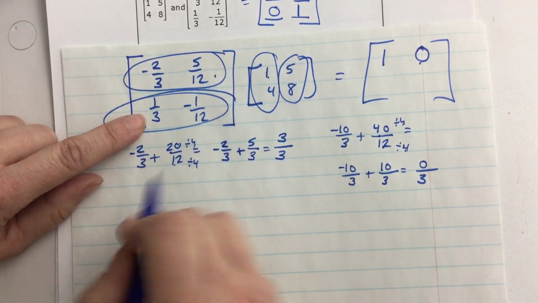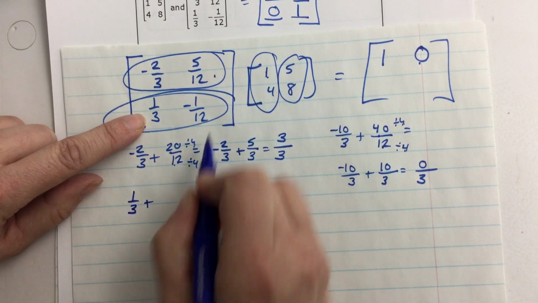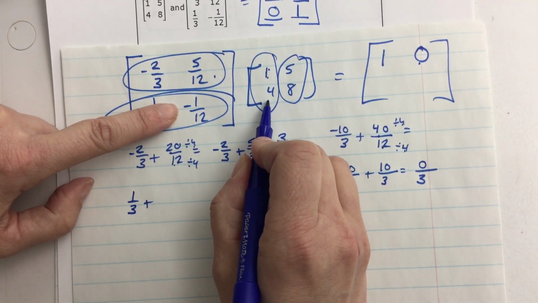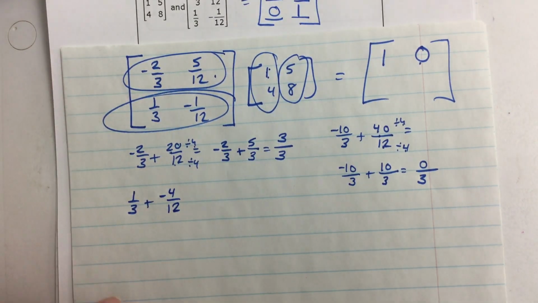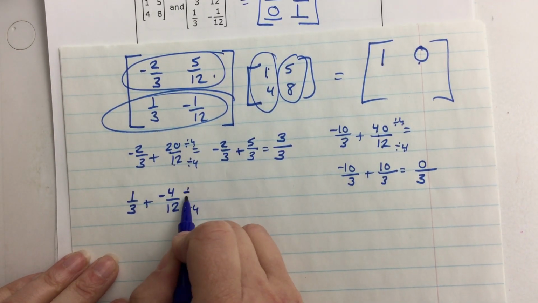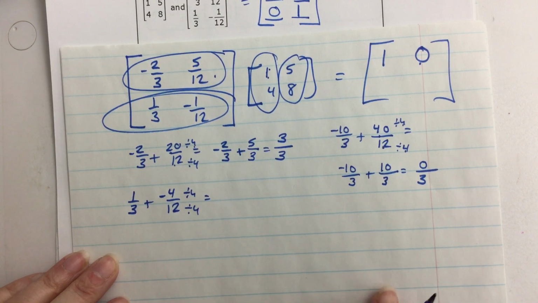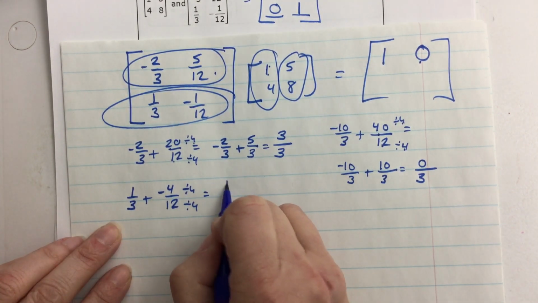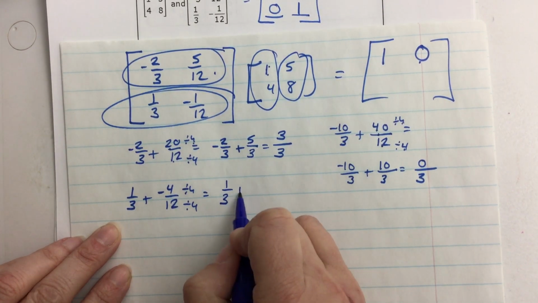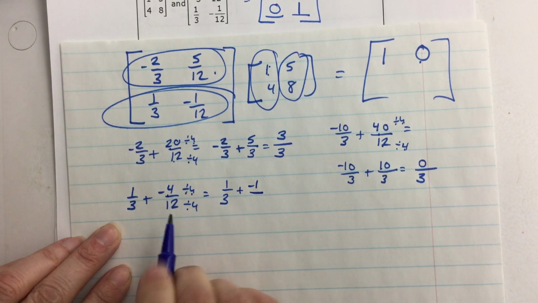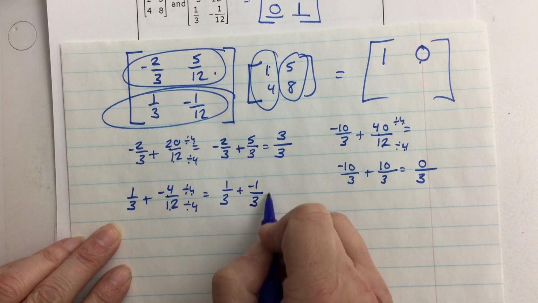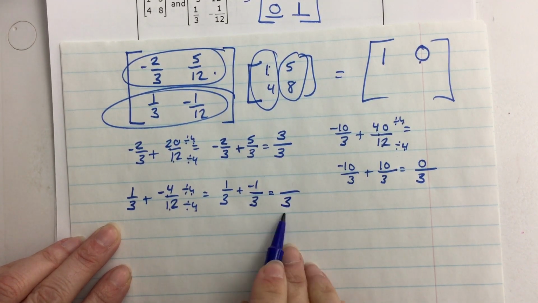Okay, now let's go to the second row. First column. 1/3 times 1 is 1/3. Plus negative 1 over 12 times 4 is negative 4 over 12. Again, I have to simplify the second fraction. I can divide top and bottom by 4. So I have my 1/3 plus negative 4 divided by 4 is a negative 1. 12 divided by 4 is 3. My common denominator is a 3.